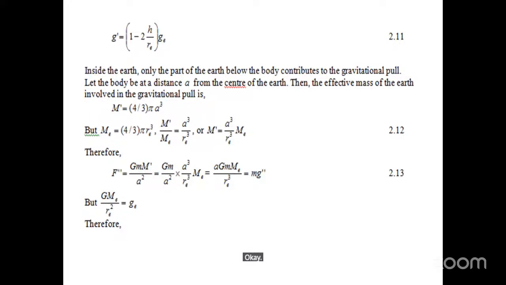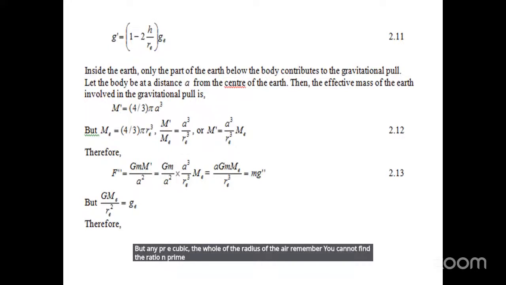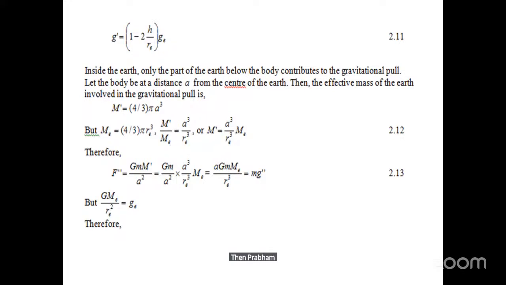But Me itself is 4 over 3 pi Re cubed, the whole of the radius of the Earth. Remember? You can now find the ratio m prime over Me. m prime over Me will be equal to 4 over 3 pi a cubed over 4 over 3 pi Re cubed. We cancel 4 over 3, we cancel pi, we are left with only a cubed over Re cubed. You can then write m prime as being equal to a cubed over Re cubed Me.